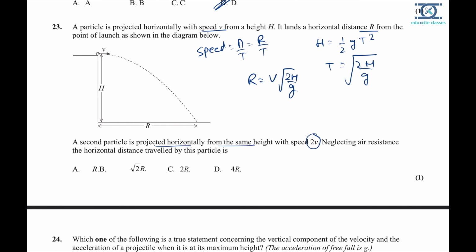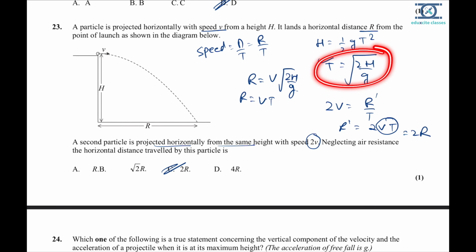Similarly, if the speed is 2v, the time has to be the same. There will be no change in the time. So 2v equals r dash by t, so r dash will be 2v times t, and t is again the same, root of 2h by g. Since vt is r, it will be 2r, which is option C. So always remember, time is independent of the speed. It depends only on the height from which it is being dropped.